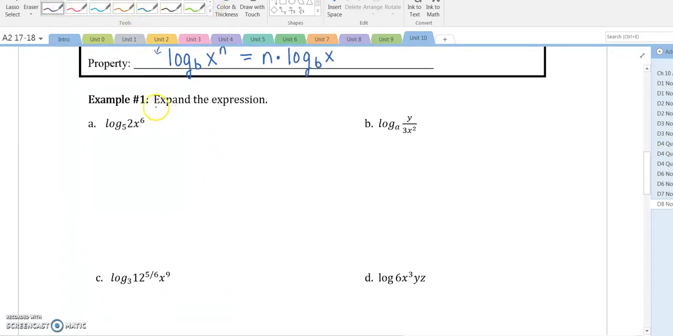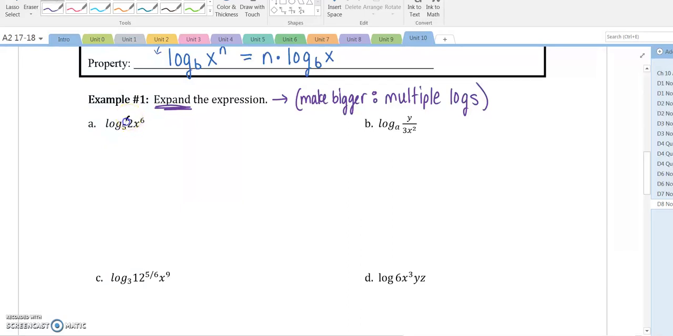In these they say expand the expression. When we think of expand, that means make bigger. So whenever I see the directions say expand, that means you want to expand it into multiple logs. So you're not just going to have one log, you're going to have a few of them. What I like to do is look at the log and first figure out how many logs you're going to have. And the way you can tell that is based on how many factors there are in your log.